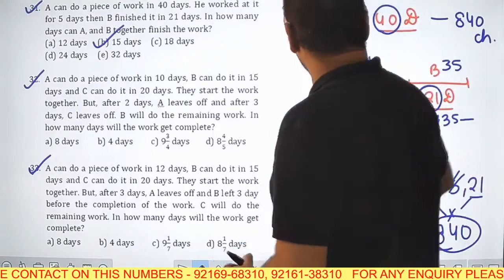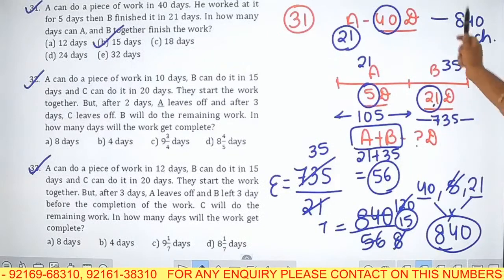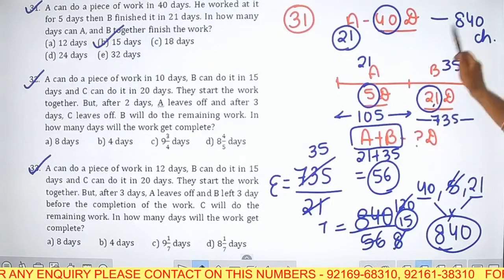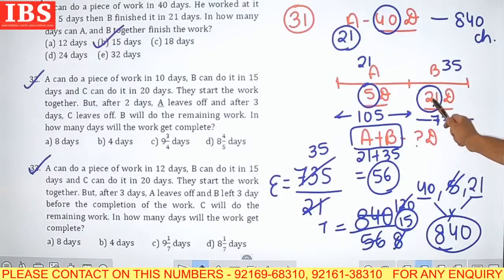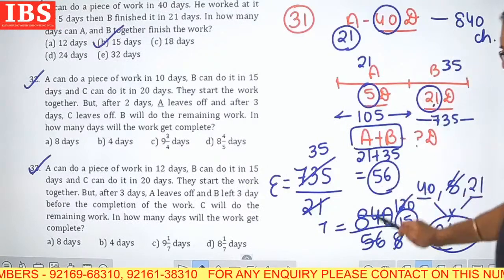What is there? We calculate the LCM of this and this, that is 840. 840 divided by 40 is 21. So this efficiency is 21. 21 into 5 is 105. 840 minus 105 is 735. 735 divided by 21 is 35. So total efficiency is 56. 840 divided by 56 is 15, the right answer.